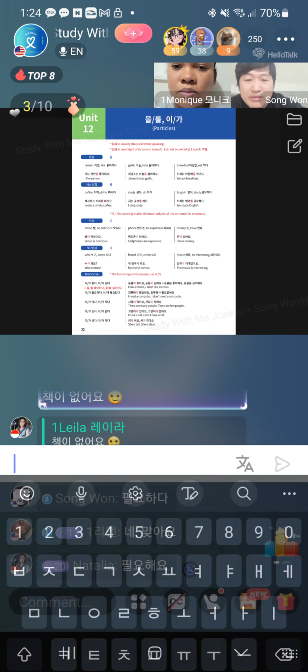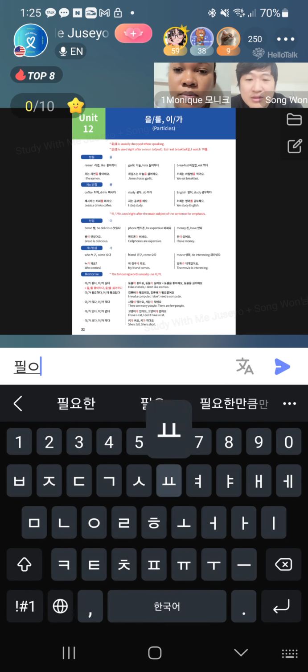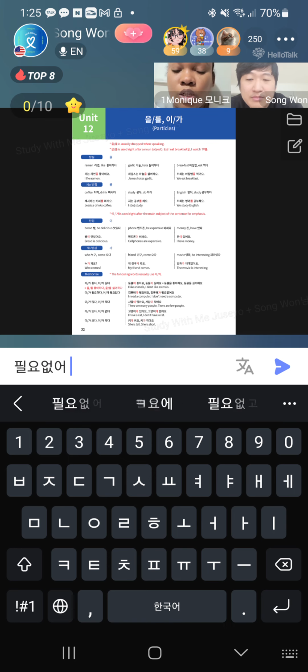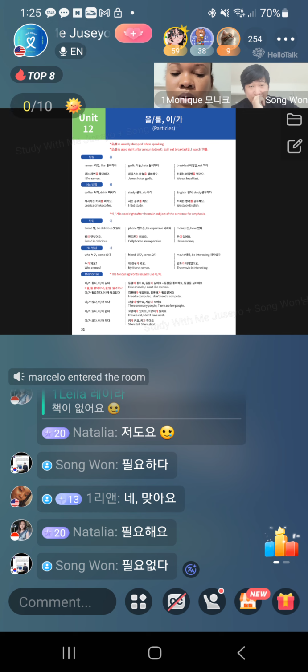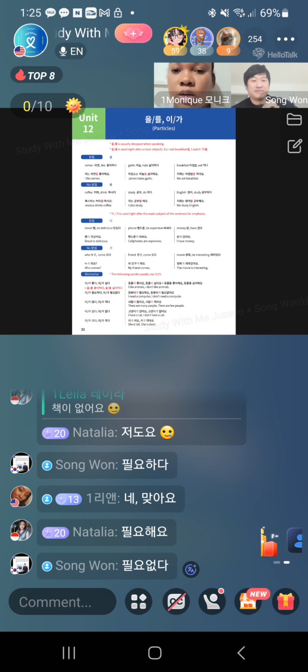So we have this word too. 필요 없다. 필요 없다. 없다, which means don't need. So remember, they are in the same group, same character. So how do you say, I don't need a car? Okay, I got it. So it's going to be 저는 차가 필요 없어요. Perfect. Awesome.